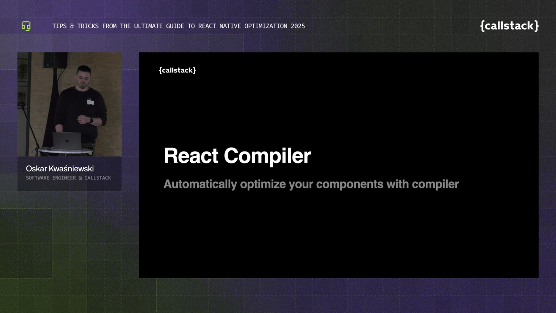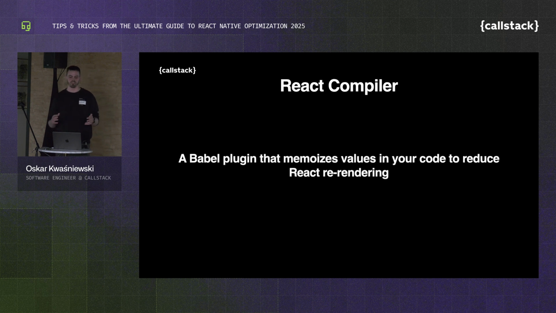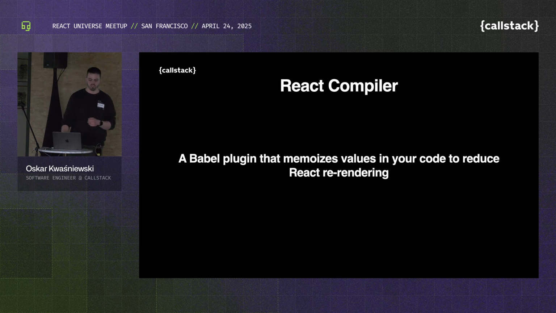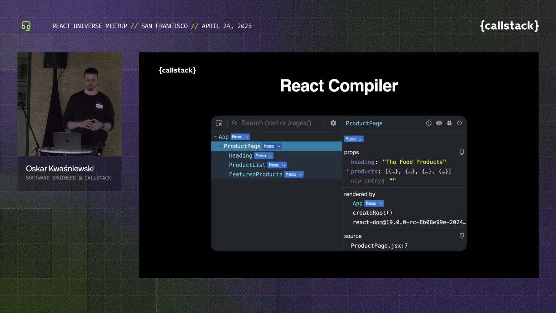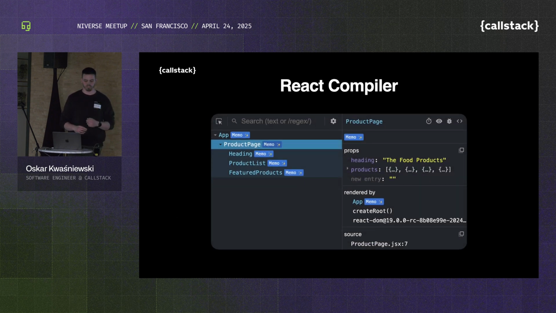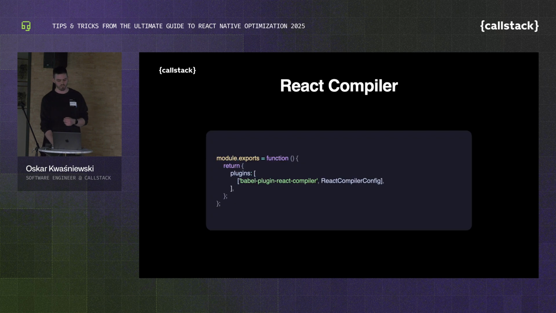So next, let's talk about the React compiler, which can automatically optimize your components thanks to using a compiler. React compiler is a Babel plugin that memoizes values in your code to reduce React re-renders. Its main purpose is to never write useCallback or useMemo again. And it has full support for React and React Native DevTools. And it adds this memo badge to components that get automatically optimized.